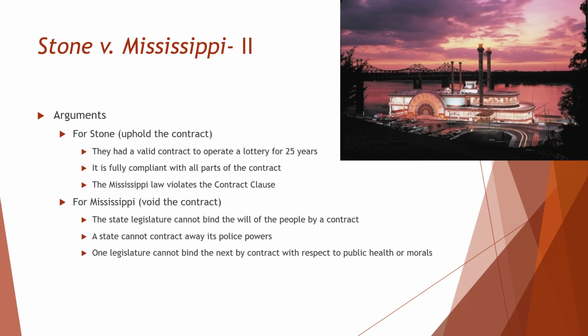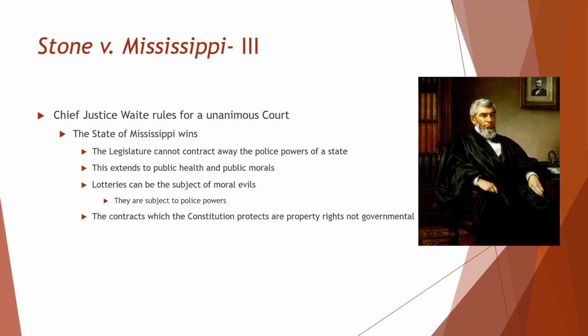So for Mississippi wanting to void the contract, the legislature cannot bind the will of the people. The legislature can't contract away the state's police powers. And basically, one legislature can't bind future legislatures for issues of public health or morals. So, I think what the state of Mississippi is saying is, Mississippi giveth, Mississippi can taketh away. There you go. So it's a unanimous decision by Chief Justice Waite. It is 9-0. By this time, we have 9 members of the court.